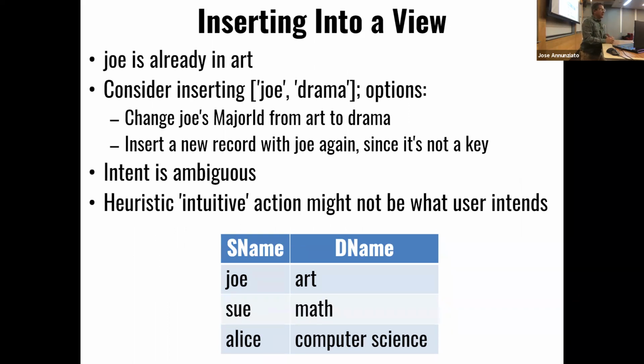Or if you insert Joe and drama into this view, and we already have Joe and art, what does that mean? Do you mean that Joe is no longer in the art department, that he's in the drama department? That we need to change the foreign key to point to a different department? Notice that there is ambiguity in what you mean.